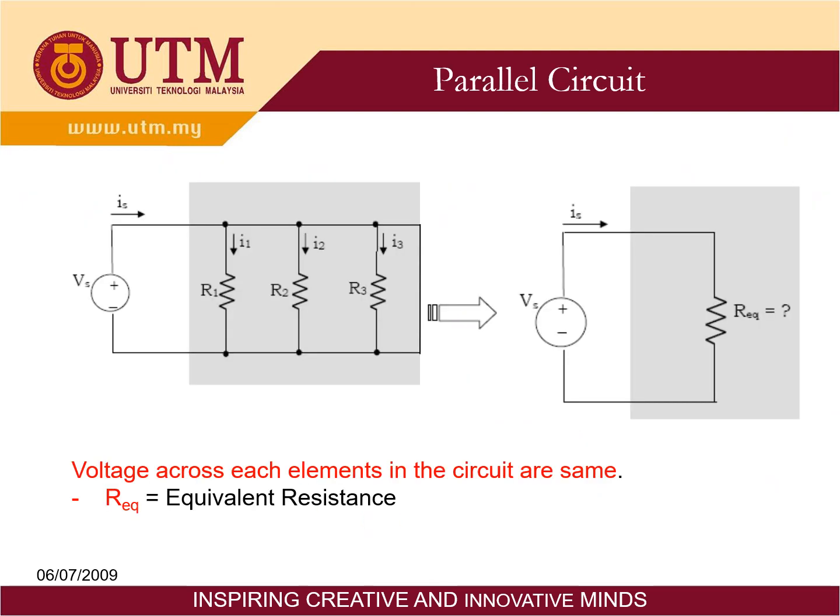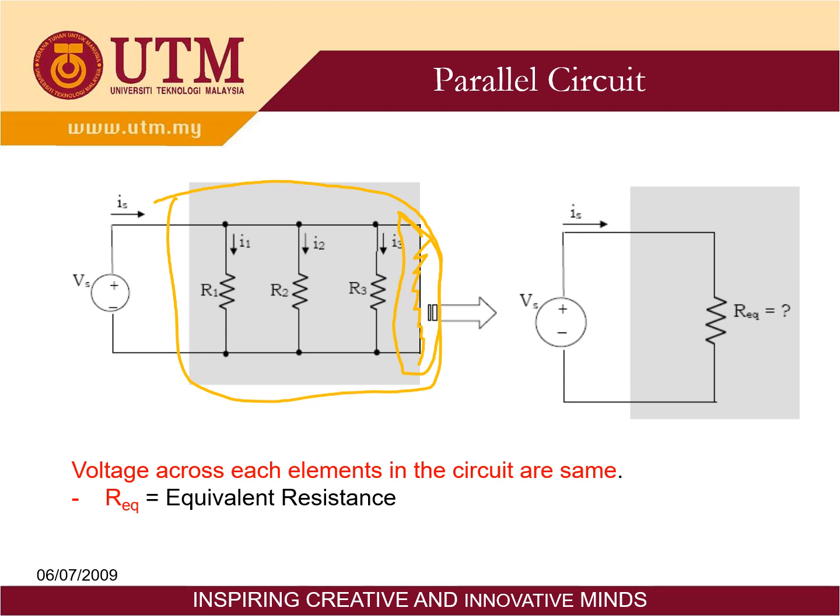Now you have looked at the series circuit. Now we look at the parallel circuit. As you can see here, these are parallel to each other. So this one is removed, this one doesn't exist, it will become a short circuit. So remove this. So you see R1, R2 and R3.